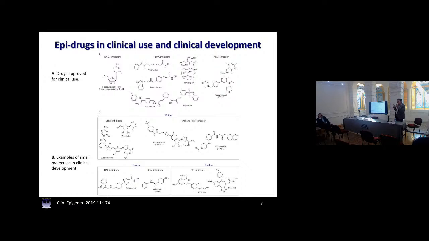Currently there are 8 small molecules approved by the FDA for the treatment of, especially, cancer diseases, that are targeting different epigenetic target families. Seven of them are presented here at the top. But also there are several other small molecules under clinical development. Just a few examples of those compounds are presented at the bottom of the slide, and a much more comprehensive review, with about 40 to 50 compounds under clinical development, is in this paper by Paola Rimondo and her colleagues.